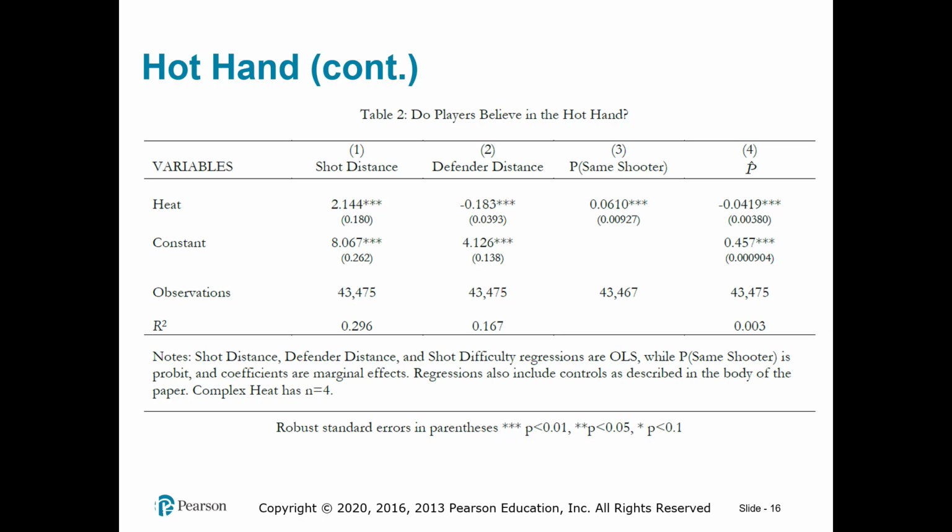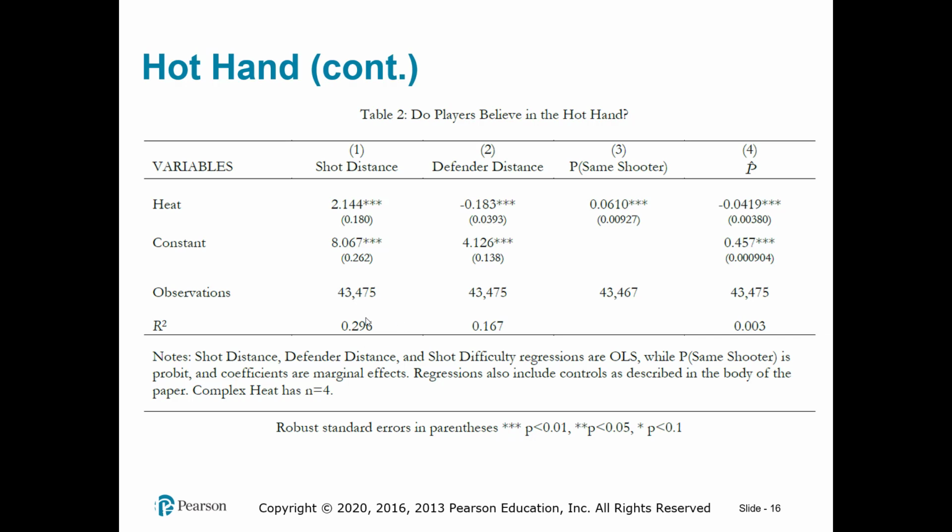So we have the shot distance, how far you shoot from. We're using the measure of complex heat from before. We're predicting the shot distance, and heat has a positive coefficient, and you can see that it's highly significant. We've got p less than 0.01. So we can say that heat has this positive effect on shot distance. If you've got a high level of heat, you're doing really well, you're more likely to go for further away shots. So this is a measure of whether the players believe the hot hand exists.